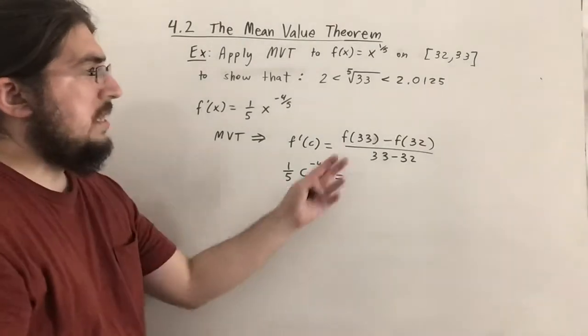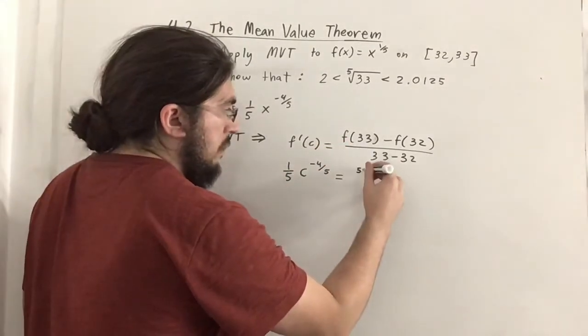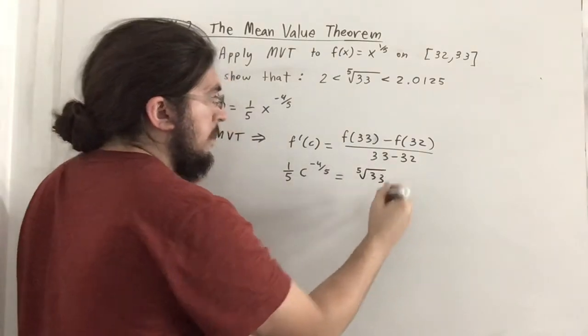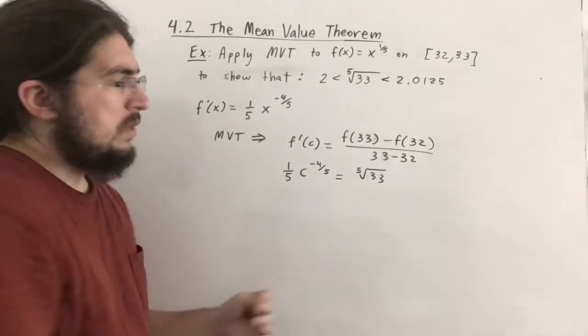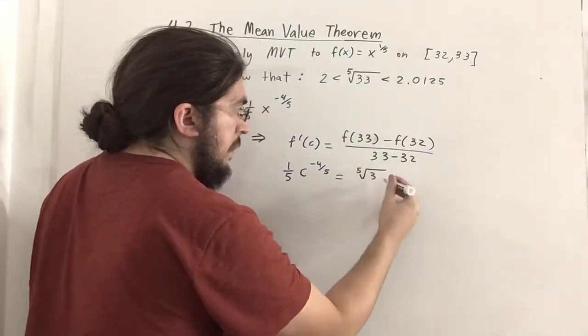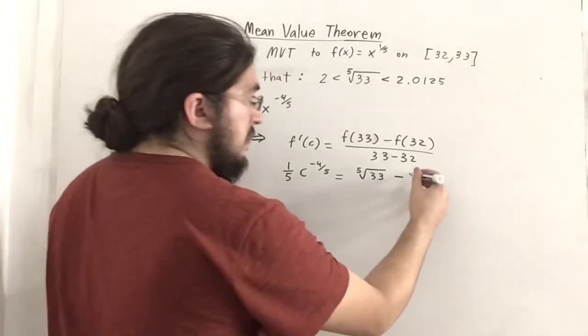But notice this is equal to the 5th root of 33, because f of x is x to the 1/5, so that's 33 to the 1/5, which is just the 5th root of 33. Now, as it turns out, the 5th root of 32 is just 2, because 2 to the 5th is 32.